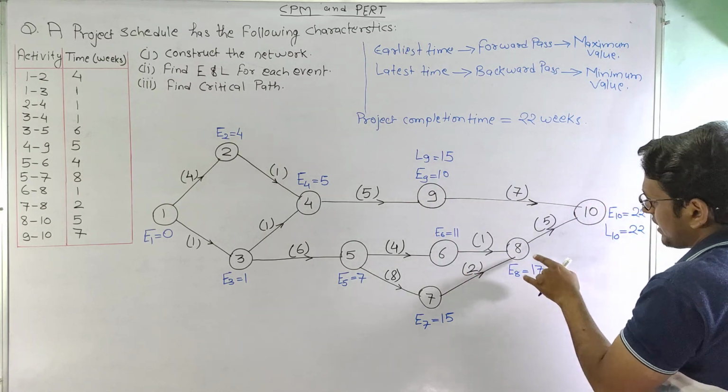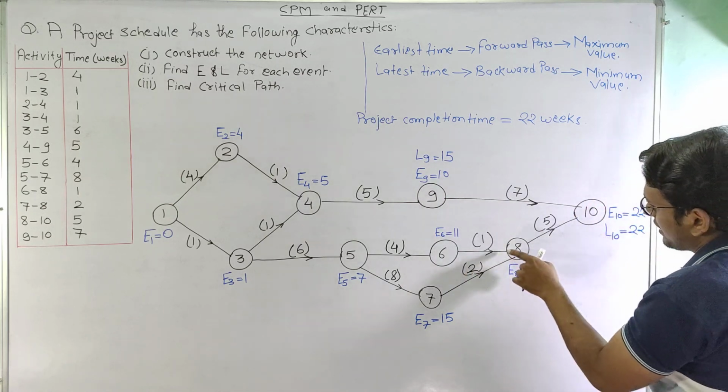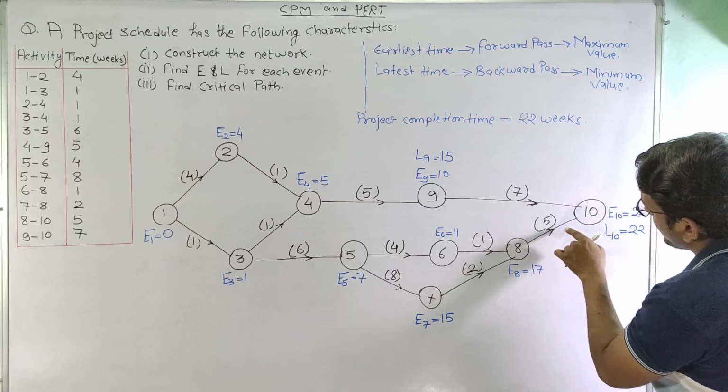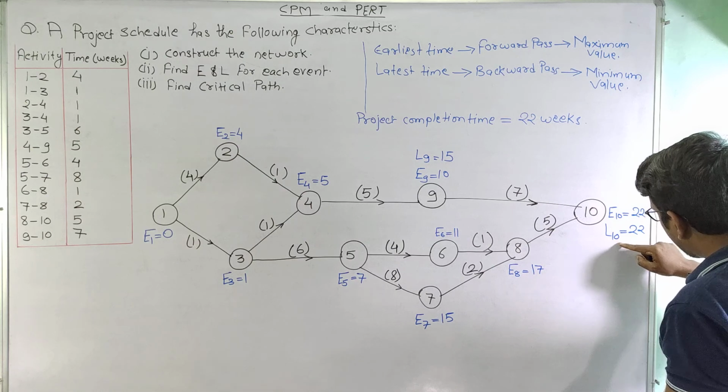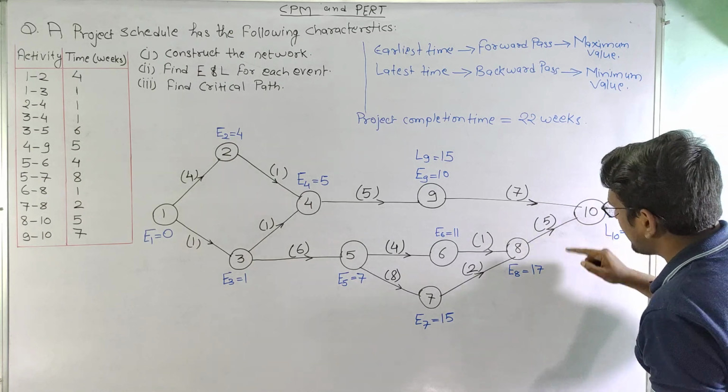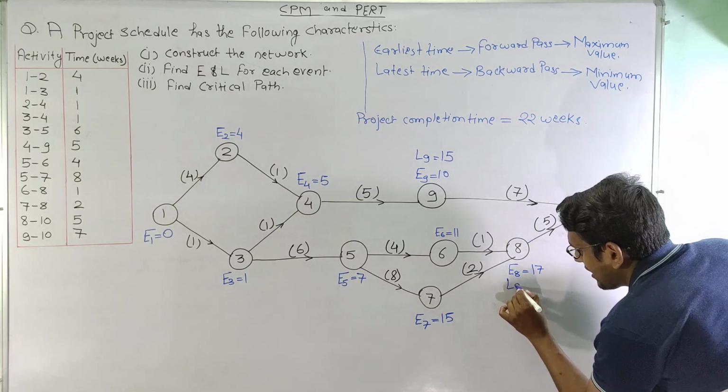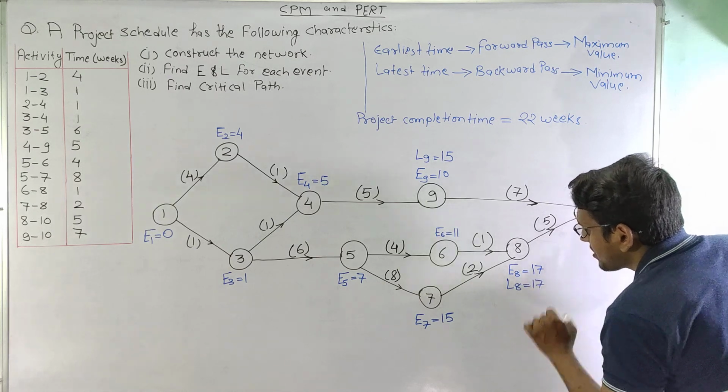Now let us calculate at node 8. From 8 we can see there is only a single outgoing arrow. So again we are going to subtract this value directly. So L10 is 22, 22 minus 5 is 17. So L8 is equal to 17.